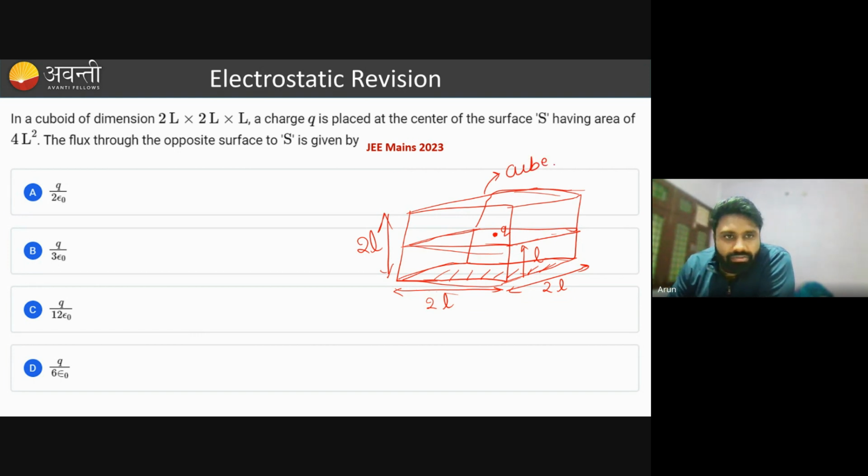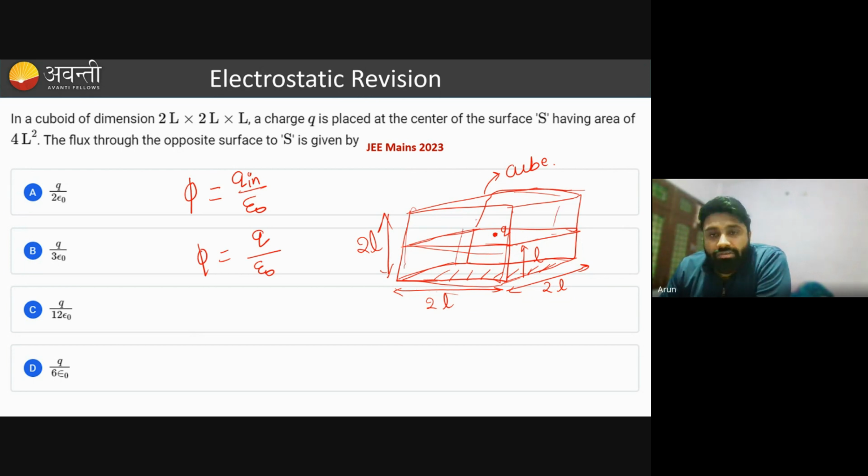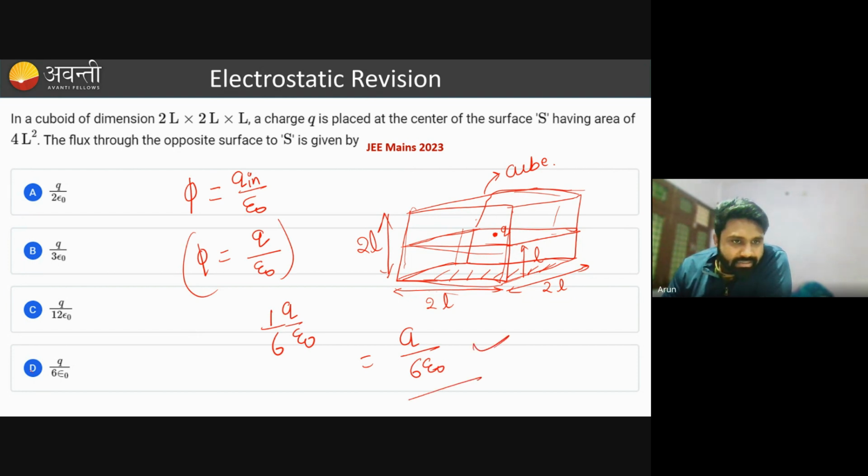Okay. We know that by Gauss law, phi is nothing but Q enclosed divided by epsilon naught. So phi here will become Q divided by epsilon naught. Now, there are 6 surfaces in this cube: 1, 2, 3, 4, 5, and 6. This is the total flux from the cube. So for one surface, it should be 1/6 of this total flux. So the flux will be Q upon 6 times epsilon naught. Okay. So correct option is D.